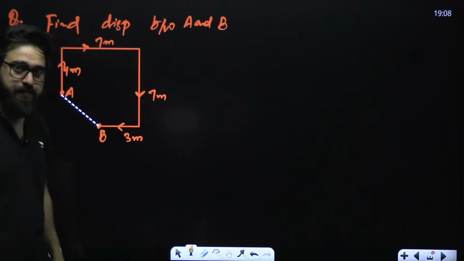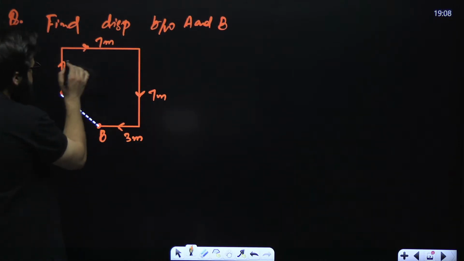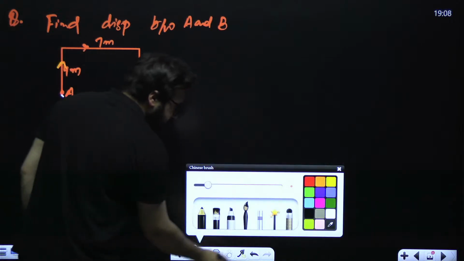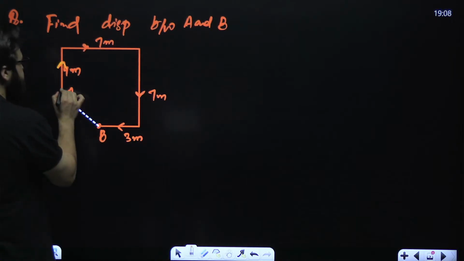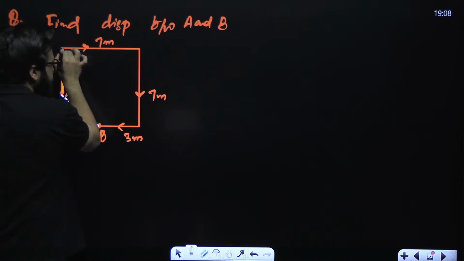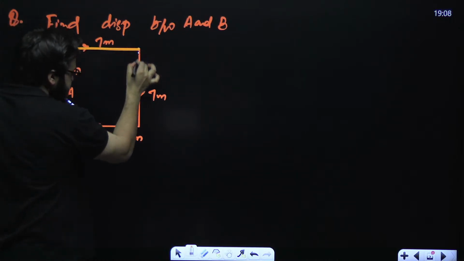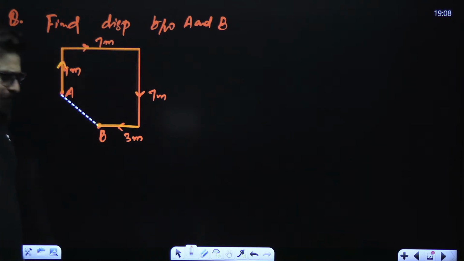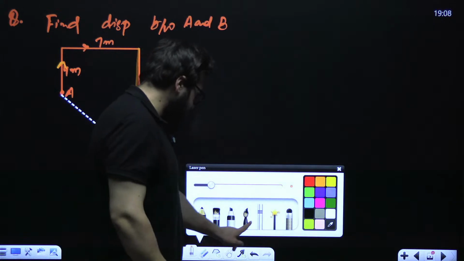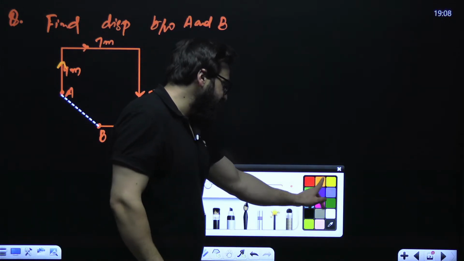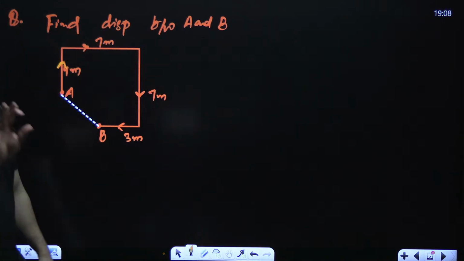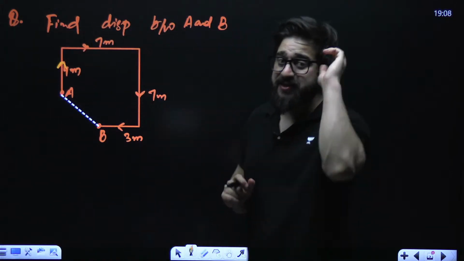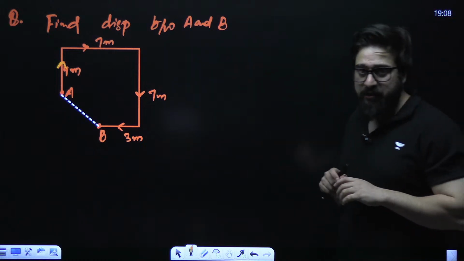Guys, see, over here there was a particle which started its motion from point A, and then it moved something like this, and finally reached point B. And in this particular case, you are supposed to find out the total distance covered by the particle.